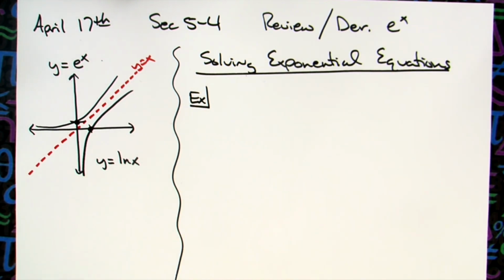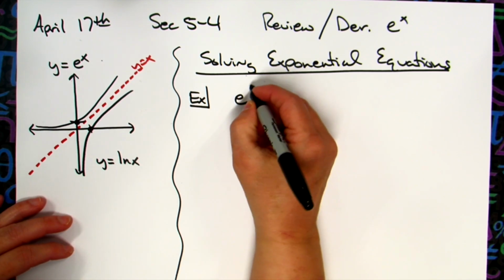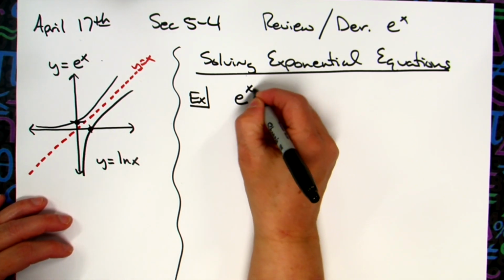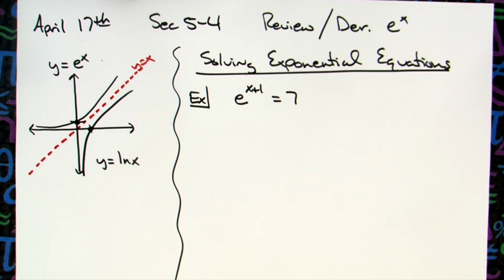All right, so it means it's going to have an x someplace in the exponent part. So they're going to ask you to solve maybe something like e raised to the x plus 1 is equal to 7. We'll start with a nice little baby function like that.